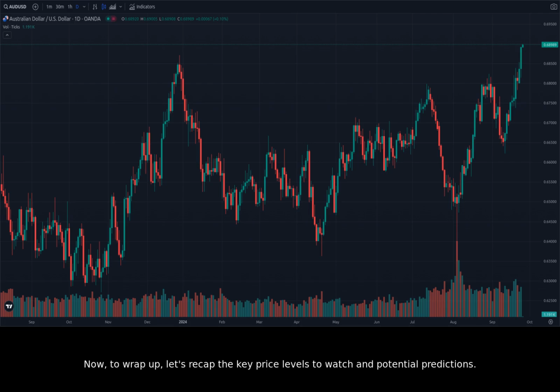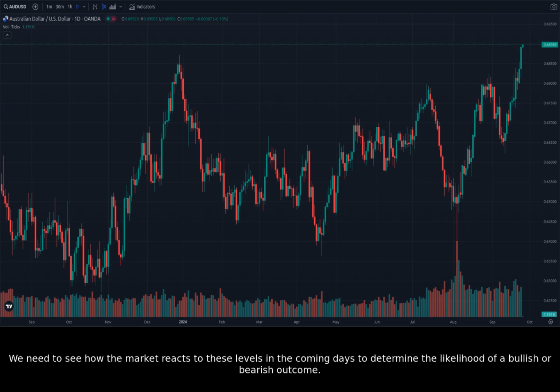Now, to wrap up, let's recap the key price levels to watch and potential predictions. The 0.6850 resistance level is the first key level to watch. If the price breaks above this level, it will be a strong bullish signal, suggesting a continuation of the uptrend. However, the 0.6800 support level is also important. If the price breaks below this level, it will be a bearish signal, suggesting a potential reversal of the uptrend.